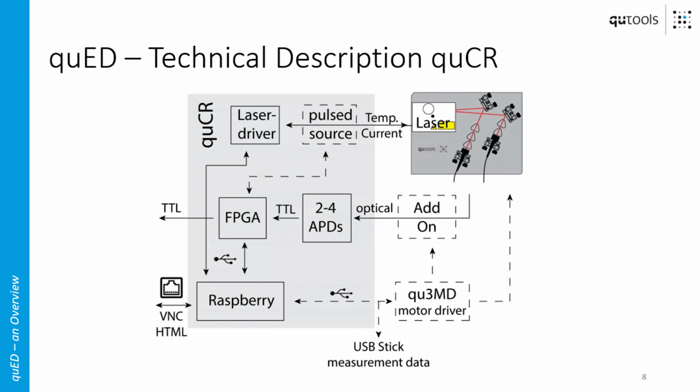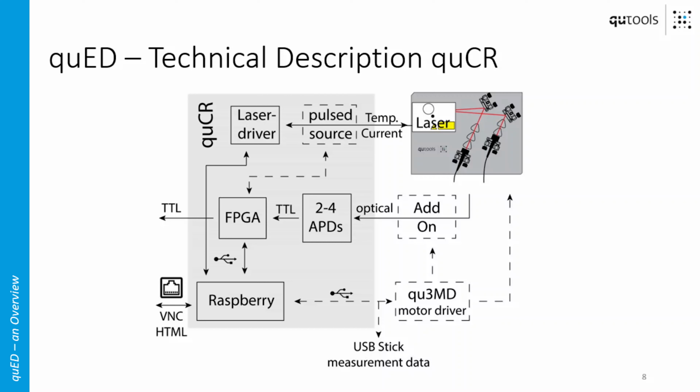This is a schematic of the control unit, the QCR, and also how everything is linked together. So here you can see the white box, the optical part. The laser in the white box is driven by a laser driver from the QCR control unit, and the down-converted photons from the fibers are optically connected to 2 to 4 APDs in the control unit. APDs are avalanche photodetectors that can detect single photons.